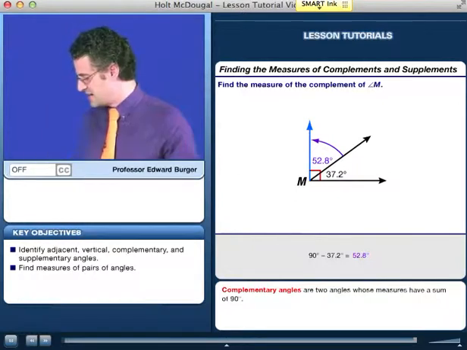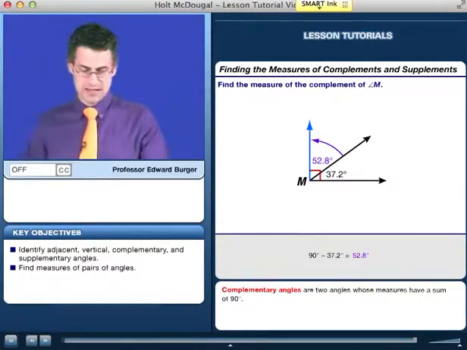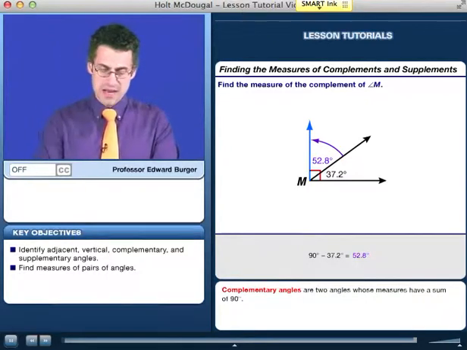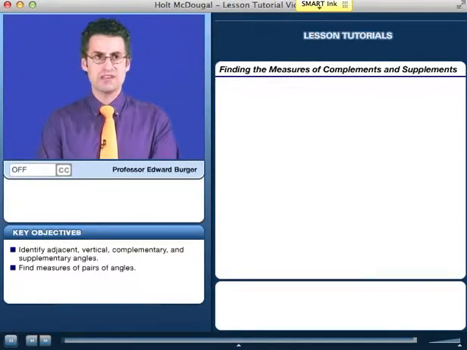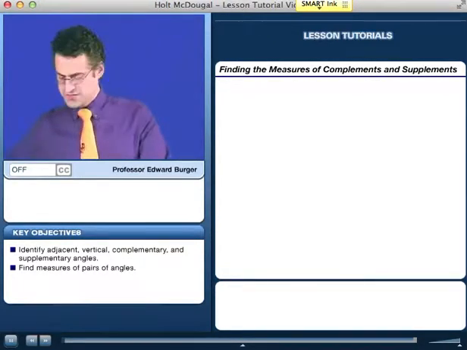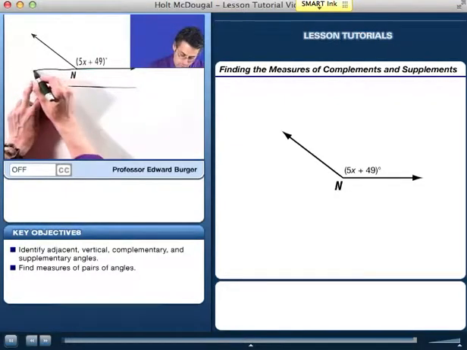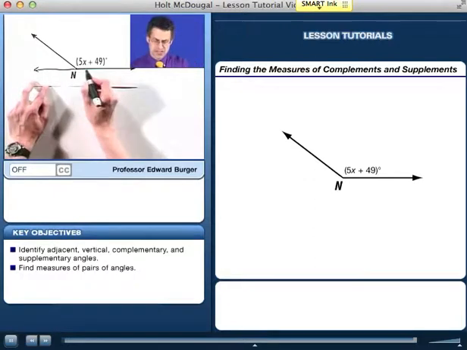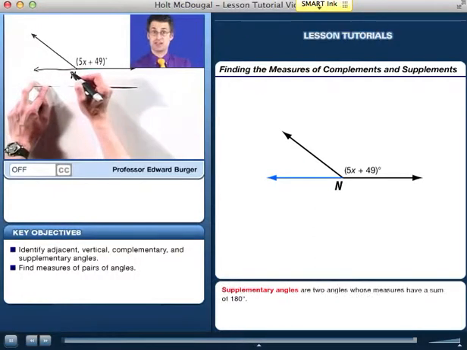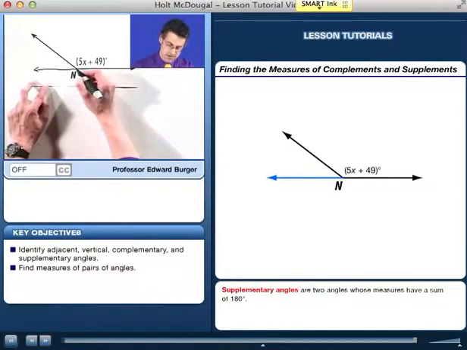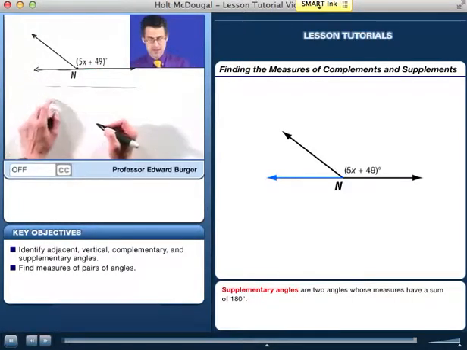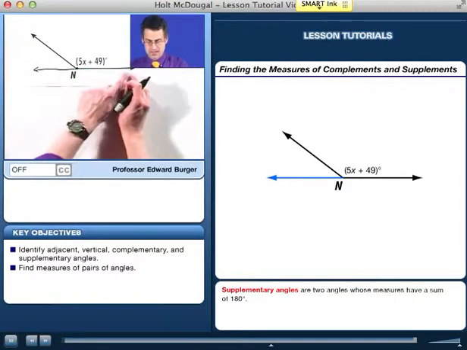There's another really neat idea. It's similar but slightly different, and that's the notion of supplementary angles. Supplementary angles, when we have two angles like this, where the sum of the measures of the angles actually equals 180 degrees. How would I actually find the measure of the supplement of this angle?